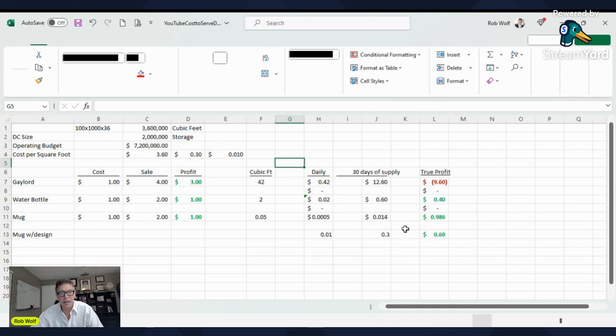Okay. Now, and again, what if the days of supply are different? What if the mug you're turning every 3 days and the Gaylords are turning every 45? So you see how these numbers start to move around? Hopefully I've given a pretty good overall education of how this program works.